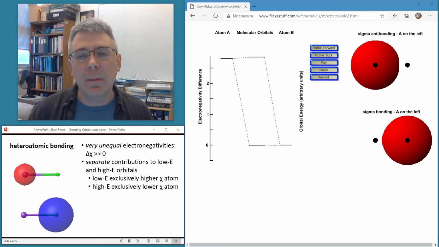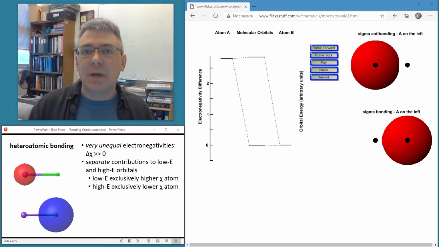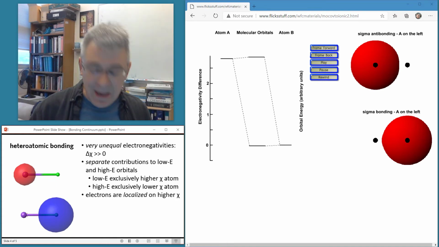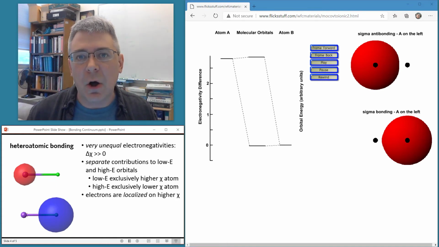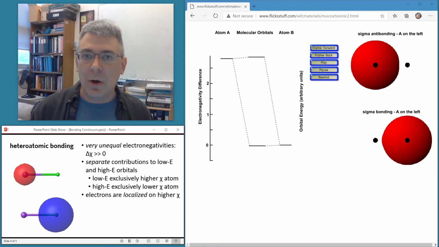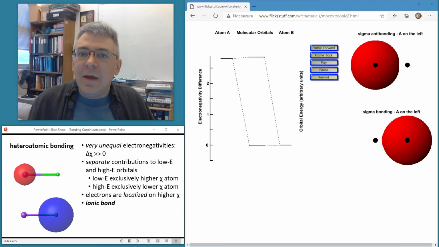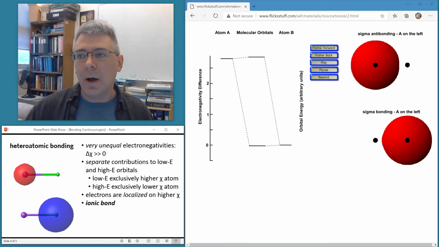You can't even really call them bonding and antibonding. There's no overlap. And so the two orbitals that result simply are the atomic orbitals you started with, no change, exclusive contribution from the low energy and the high energy, from the high electronegativity and the low electronegativity partner, to make these two orbitals. Now the electrons aren't shared at all. They're localized. And if there are electrons in that low energy orbital, they've been completely transferred to the more electronegative partner. Effectively, you have an ionic bond.